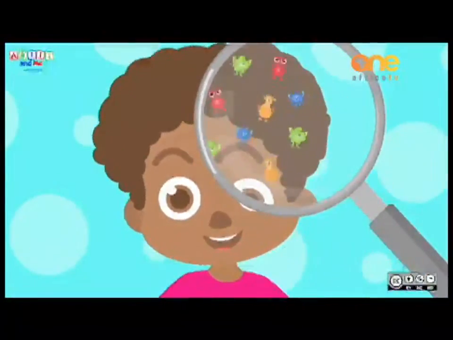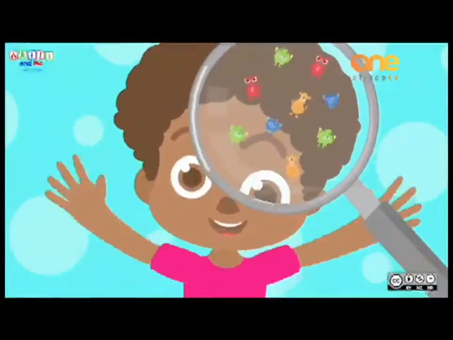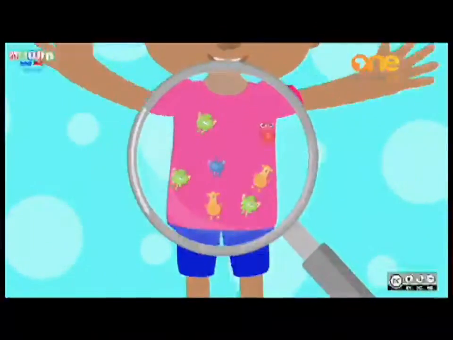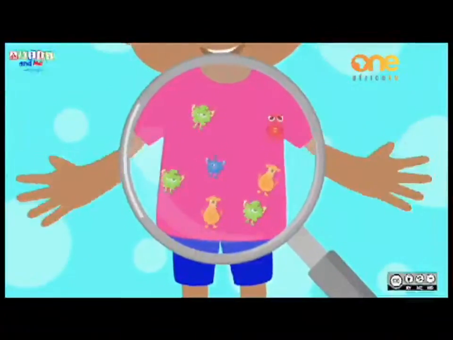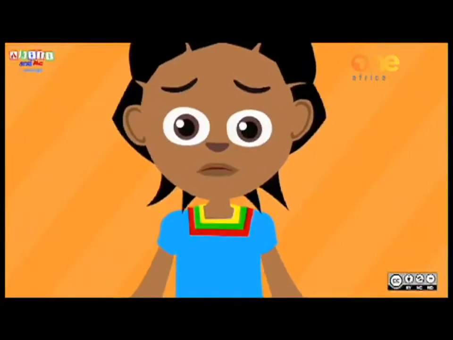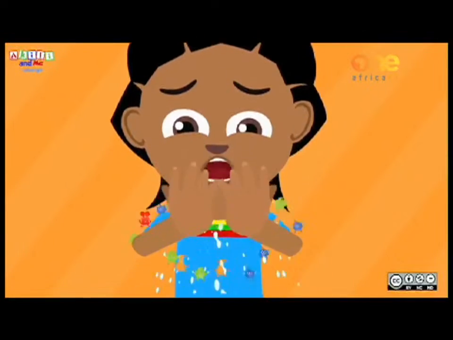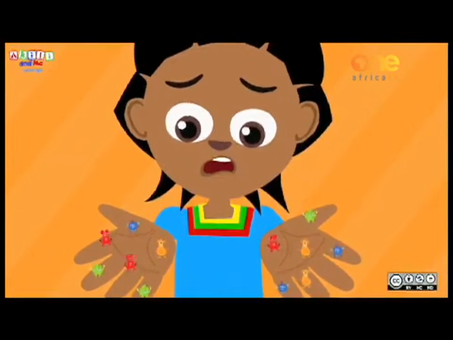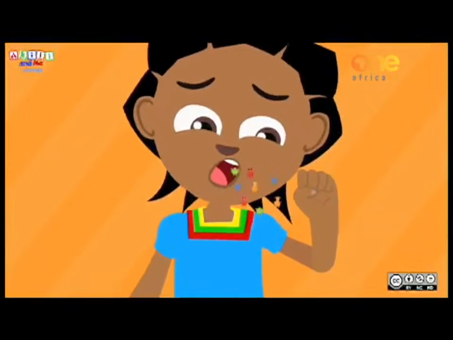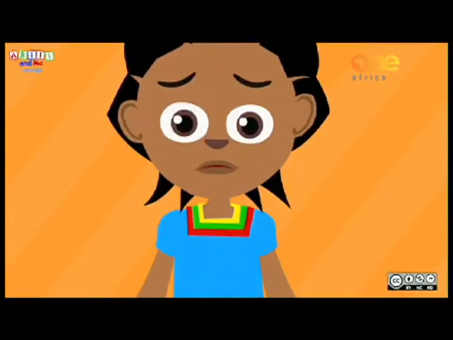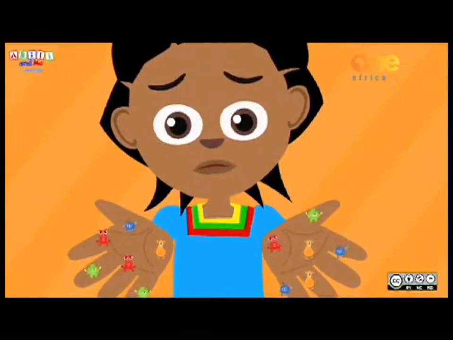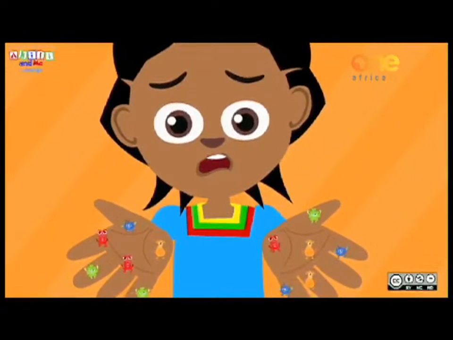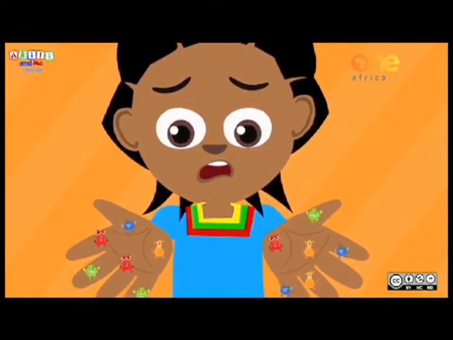Germs, germs, germs. They make us sick. Germs, germs, germs are not your friends. When you're sick, you sneeze. Achoo! When you're sick, you cough, cough, cough. And if you achoo or cough on your hands, the germs stay alive on your hands.